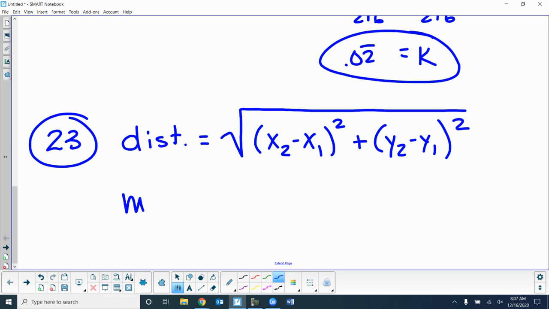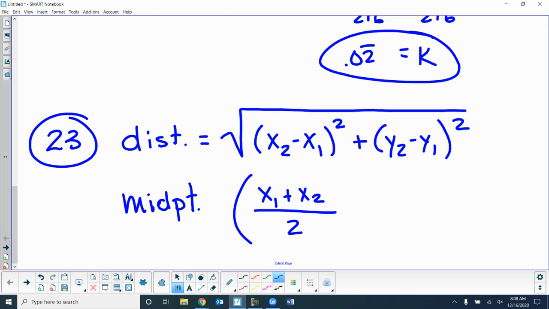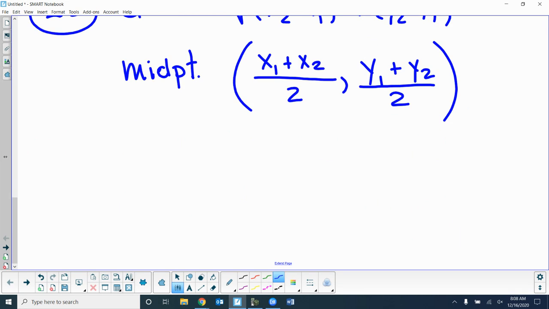And then midpoint is you add the two x's, x1 plus x2 divided by 2, basically the average of the x's, and the y's. Add the two y's and divide by 2. Whatever those two numbers are is the midpoint, the halfway point between the 2 points. Okay?